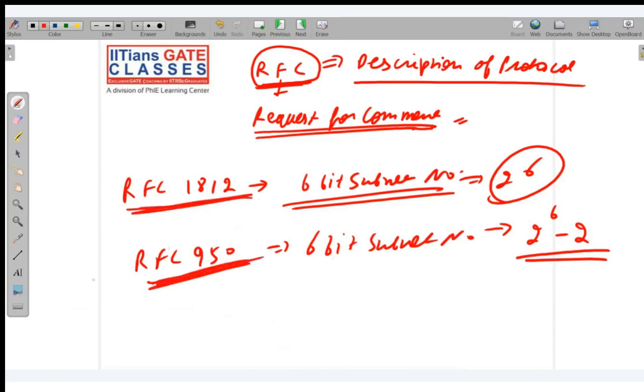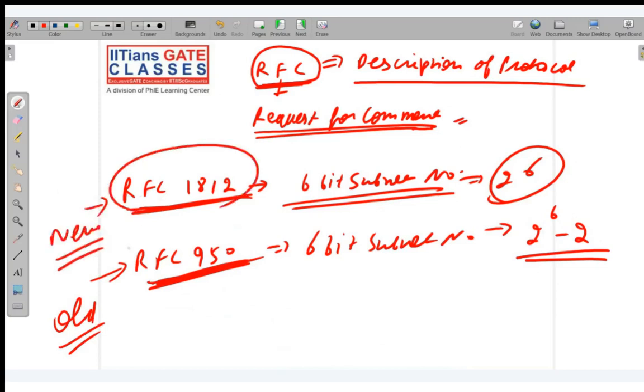In older GATE questions, this was followed, so you will say total subnets are 2 power 6 minus 2. But in new GATE questions, this is followed, so we have to follow this only. I am just telling you for your reference that you might get some old GATE question in which they have followed this notation, so that you might not get confused. Just for the sake of information, I am telling you.